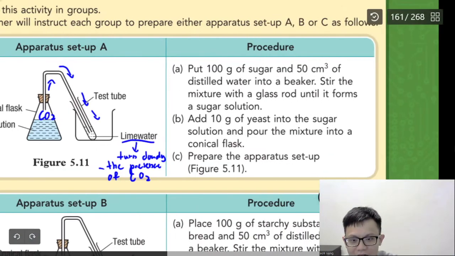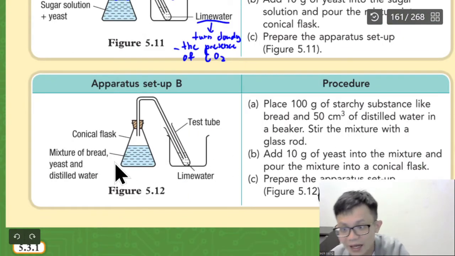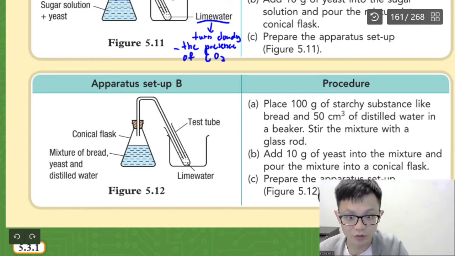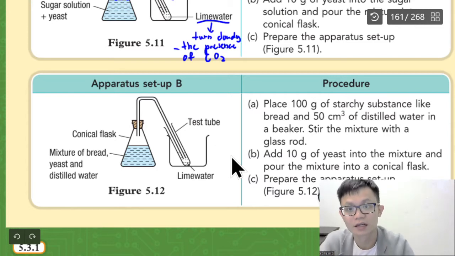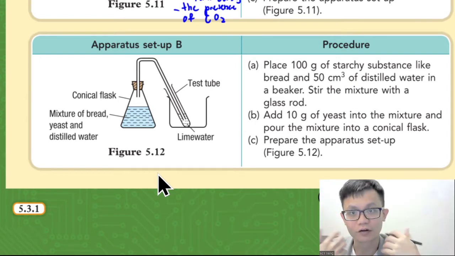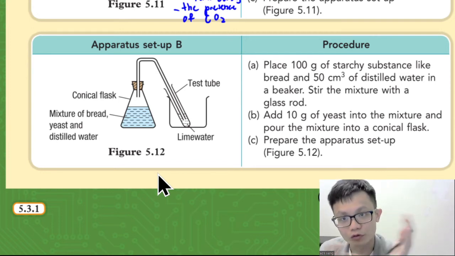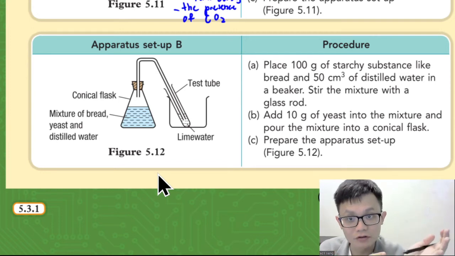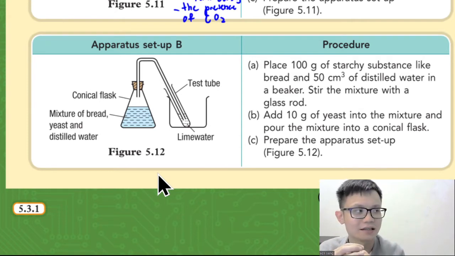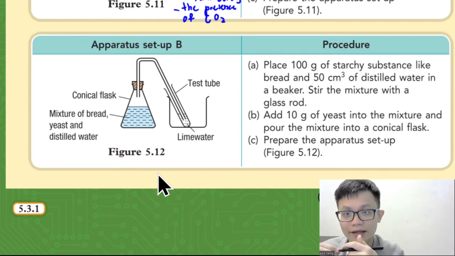Okay, so how about the next experiment? For this part, they use bread, yeast, and distilled water. Basically, it still produces carbon dioxide. That's why when we talk about alcohol, there are many ways we can make it. You can use grapes to make wine, or apples, or we can make alcohol from rice, wine, and many other things.